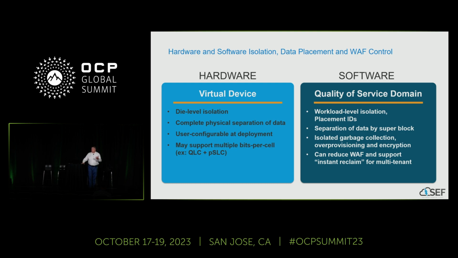On the software side, this is where we layer on top of that physical virtual device, the physical flash die as you've defined it, another layer of software control that we call a quality of service domain. This is where you can do workload isolation. Think of your streams or placement IDs, right? You can do separation of data by superblock. Once the workload goes in and says, listen, I need a certain number of blocks, those superblocks are assigned to that stream, that workload, or those placement IDs, and they're not shared with anybody else. So you've got no intermixing of data at the superblock level.